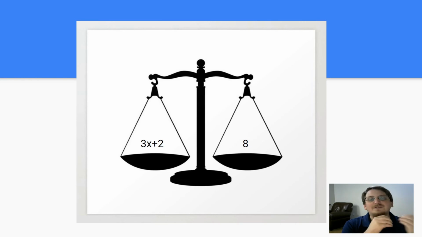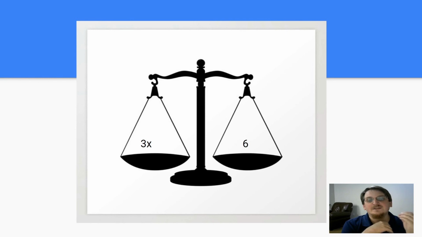We want to get everything with an x on one side and all the other numbers on the other side. So we want to get rid of the plus 2, but we want to keep our scale balanced. So if we want to get rid of the plus 2, we need to do the opposite, subtract 2. But to keep the scale balanced, we need to subtract 2 from both sides. If we remove 2 from both sides, the scale will remain balanced. After some subtraction, our equation is now 3x equals 6. But this is very important.